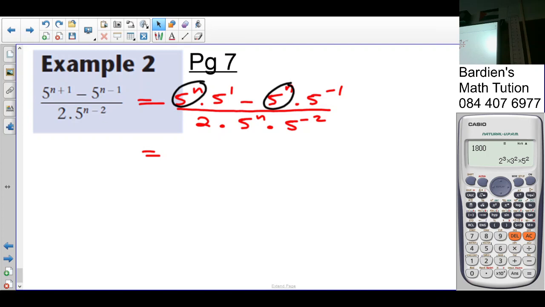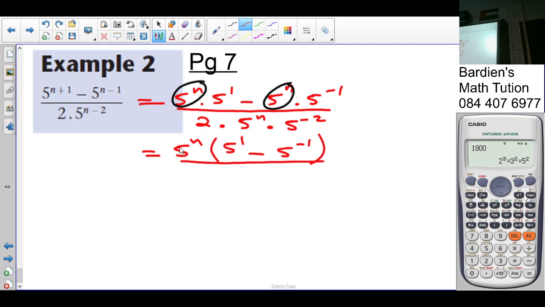Alright, so if we take out 5 to the n as a common factor, what do we get? 5 to the n into 5 minus 5 to the negative 1. Not so. And that's all over 2 times 5 to the n times 5 to the negative 2.